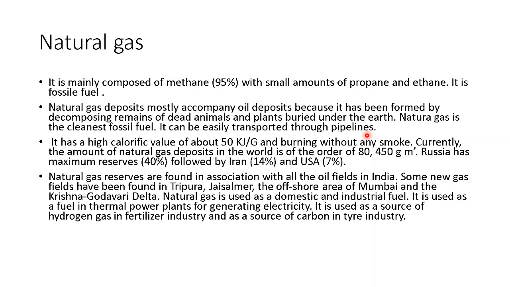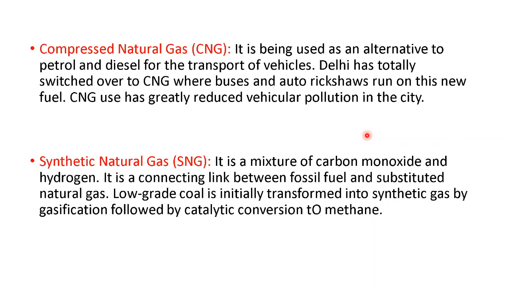Natural gas reserves are found in association with all the oil fields in India. Some new gas fields have been found in Tripura, Jaisalmer, the offshore area of Mumbai, and the Krishna Godavari Delta. Natural gas is used as a domestic and industrial fuel. It is used as a fuel in thermal power plants for generating electricity. It is also used as a source of hydrogen gas in the fertilizer industry and a source of carbon in the tire industry.